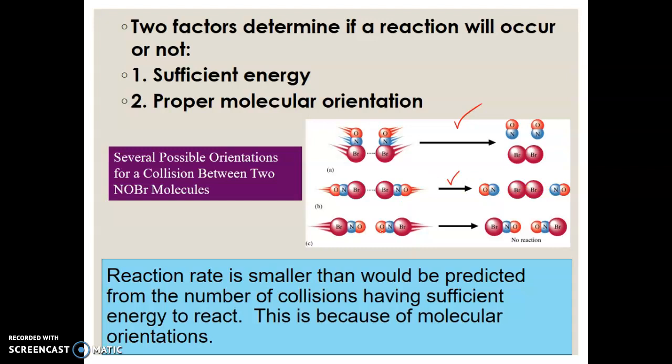So this also works. Another orientation, they're still lined up horizontally, but the bromines aren't oriented in a way that they can collide with one another and then react. So this does not work. So the way things are oriented does make a difference. Reaction rate is smaller than would be predicted for the number of collisions having sufficient energy to react. And this happens because of the molecular orientation. So just because there's a high number of collisions happening, if they're not oriented correctly, it's not going to affect the reaction rate.